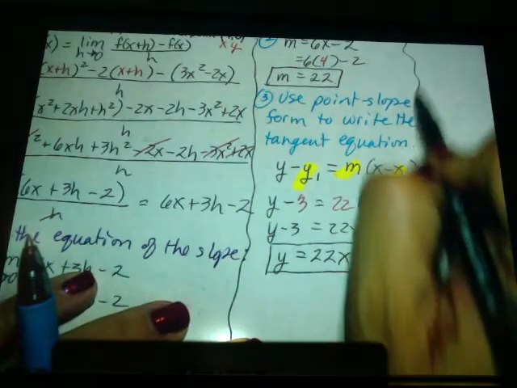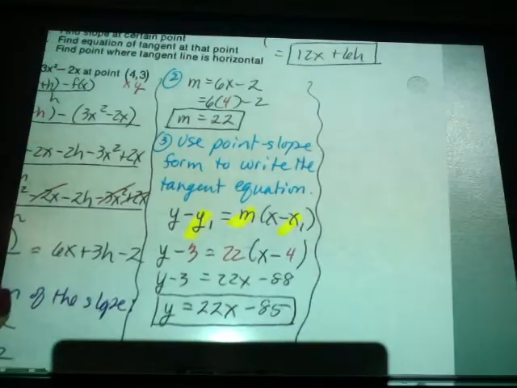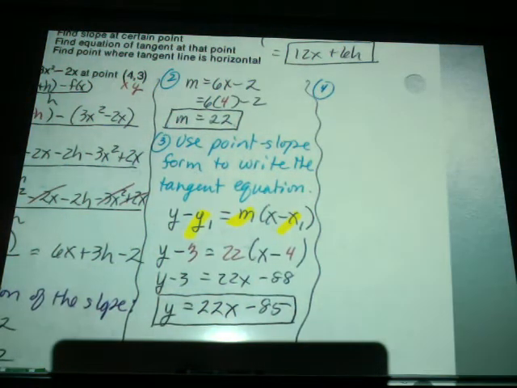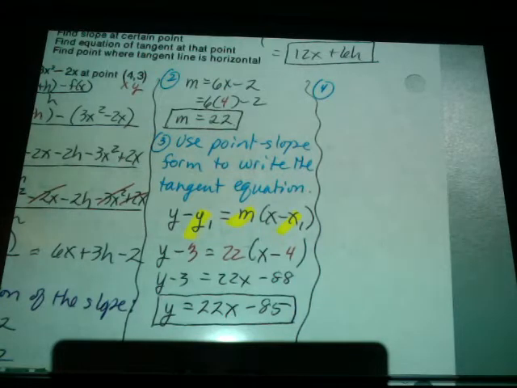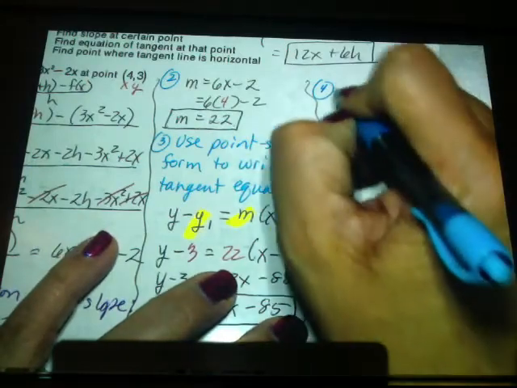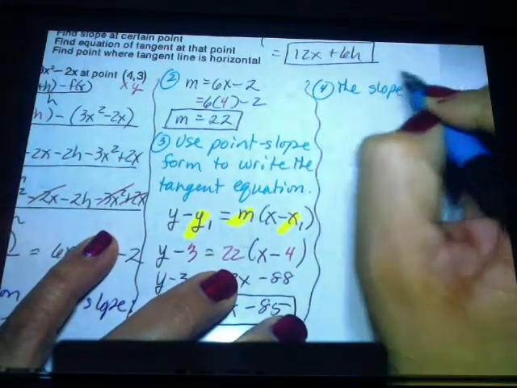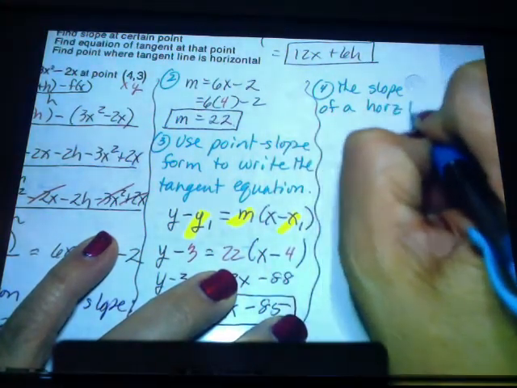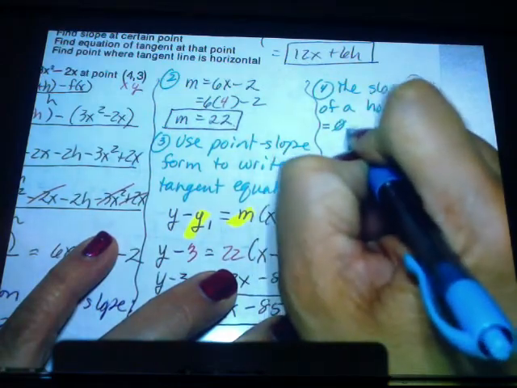So you might need a little bit of room, so let's do it over here to the right. So step 4. What did I say about when the tangent line is horizontal? It's at the vertex. We need to find the vertex. What I do know is that the slope at the vertex is 0. And don't I know what the slope formula is at every single point on that curve? So I know a little bit. So write yourself a note. The slope of a horizontal line equals 0.